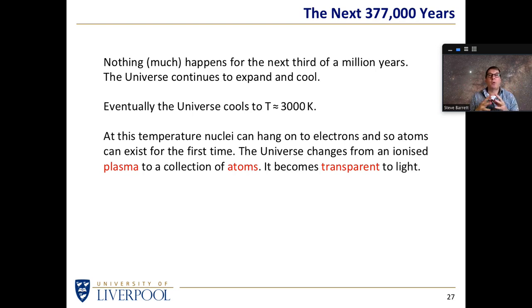Those electrons have always been there in the soup, in the background, but now it's possible for a nucleus to hang on to them. Up to this point, the universe has been too hot, and any nucleus that tries to attract an electron will simply be ripped apart. But now the universe is cold enough, only 3000 Kelvin, for a nucleus to hang on to an electron. So for the first time in the history of creation, atoms can now exist at this 377,000 year point.